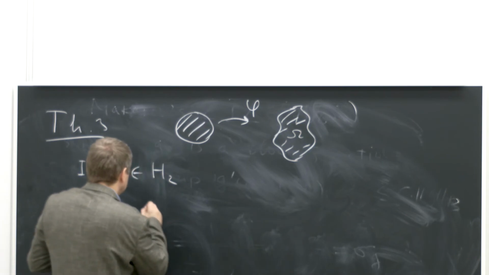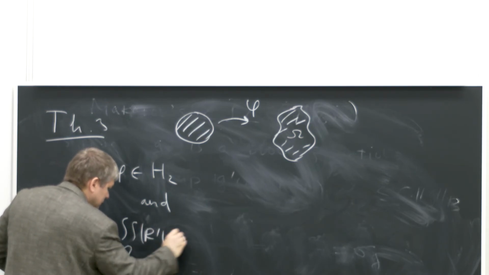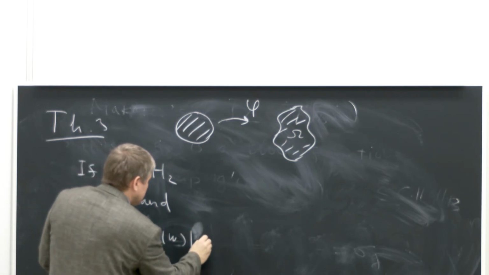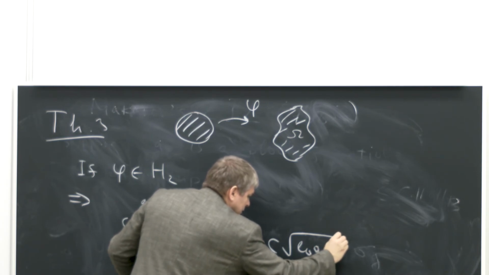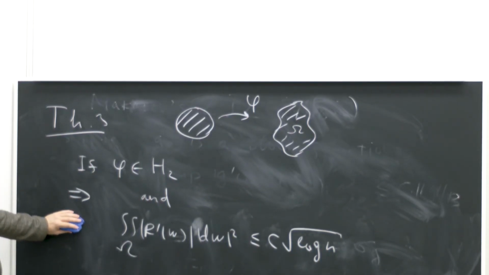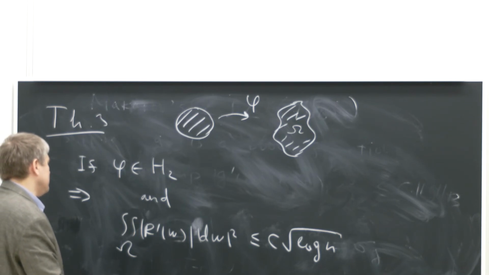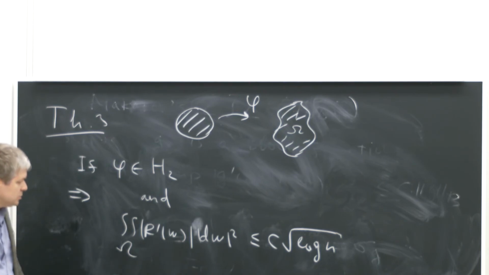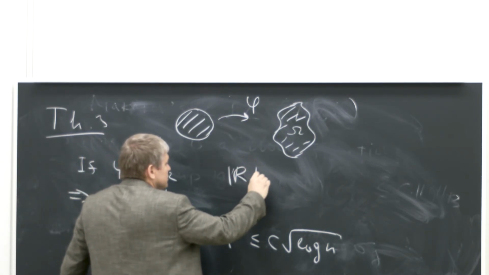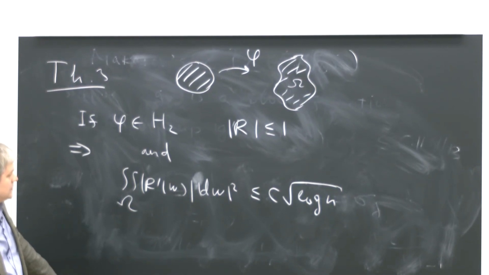And this integral is less or equal than this, square root of log n. And this is a sharp estimate. What does this constant C depend on? It should depend on the domain. And R is bounded, R is less or equal than 1. And this constant depends on the domain, C of omega.